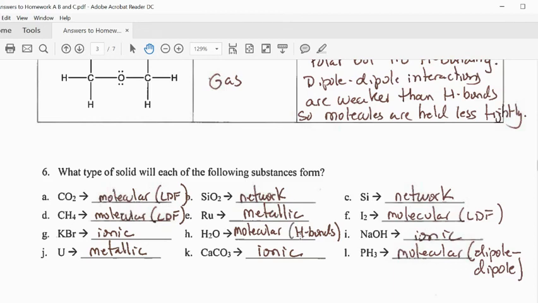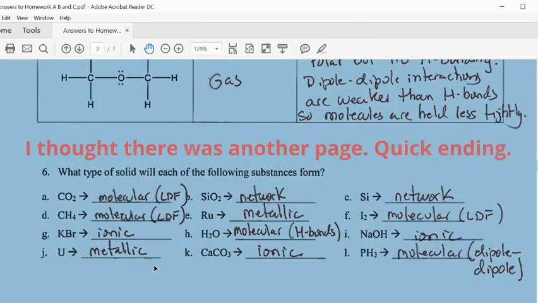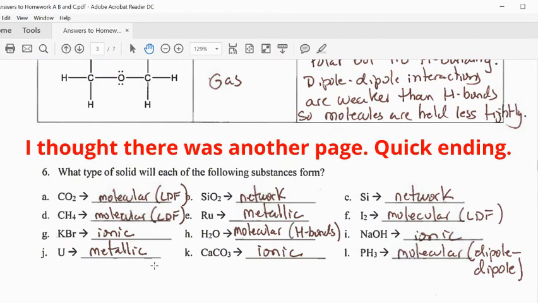All right. Remember, with molecules, you always have London dispersion forces, and you might have dipole-dipole. And if you have H with O, N, or F, you might also have hydrogen bonding. NaOH is ionic. Uranium's a metal. Calcium carbonate's ionic. PH3 would be a molecule because that is one complete unit, and it'd be held together by dipole-dipole and London dispersion. Why is that one not hydrogen bonding? Because it is not one of the N, O, or F molecules. Cool?